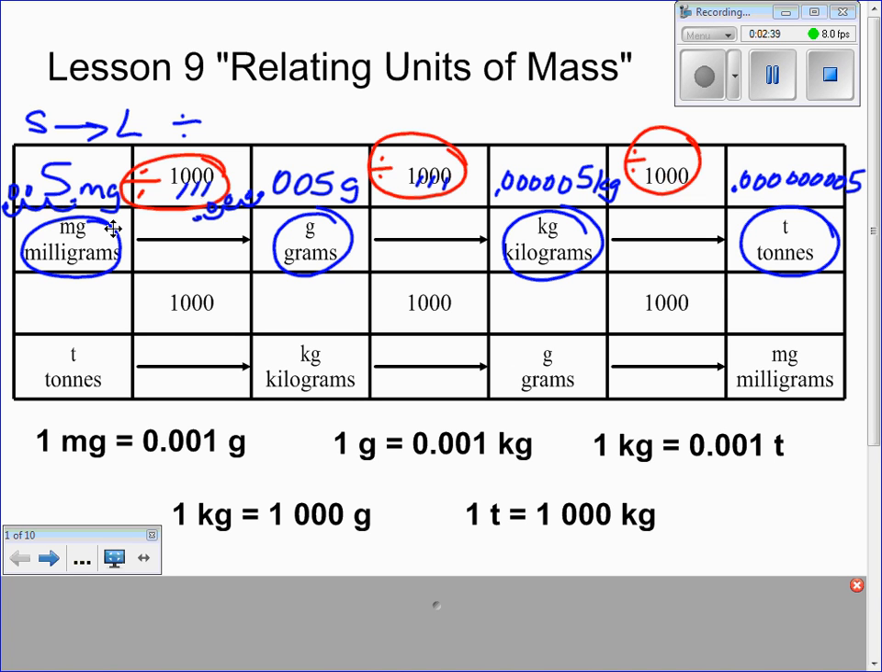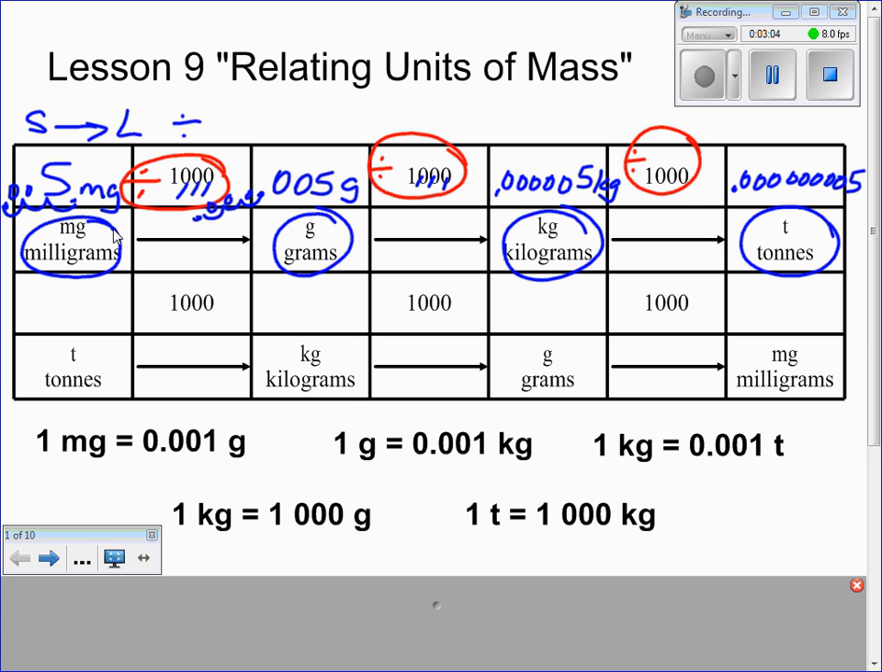What I'm going to ask you to do, please, is copy this table into your notebook. So at this point, if you have not written this down, please pause the video and copy this table into your notebook. If you're with me now, you've got the table in your notebook.